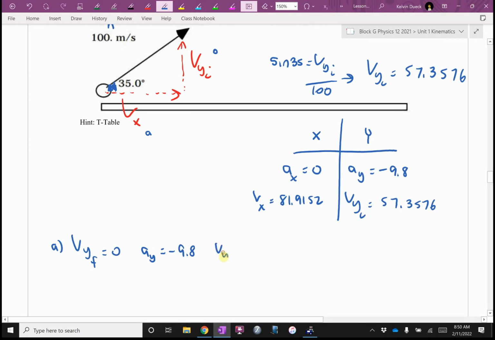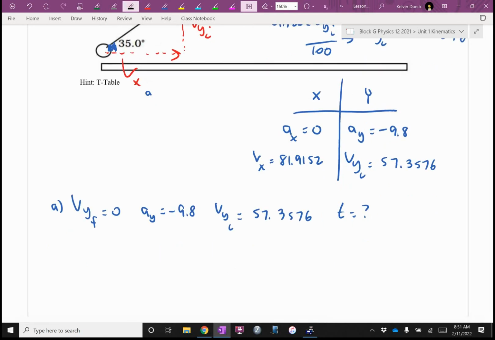So we're using the fact that at the top, vertically, it comes to a stop for a split second. And I'd like to find time. So, looking for an equation that's got a VF, a VI, an A, and a T. Oh, you know, it's our old friend, isn't it? It's VF equals VI plus AT. Get the T by itself. VF minus VI.